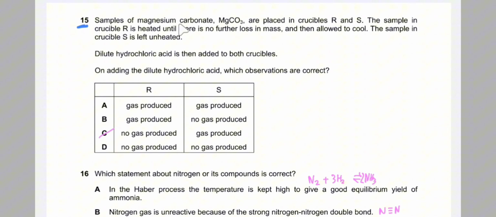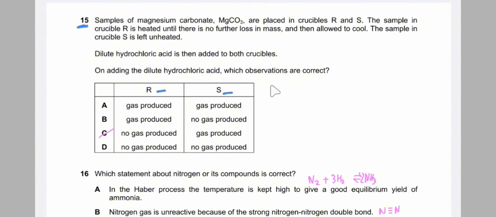Question number 15. Samples of magnesium carbonate are placed in crucibles R and S. The sample in crucible R is heated until there is no further loss in mass and then allowed to cool. The sample in crucible S is left unheated. Dilute hydrochloric acid is then added to both crucibles. On adding the dilute hydrochloric acid, which observations are correct?